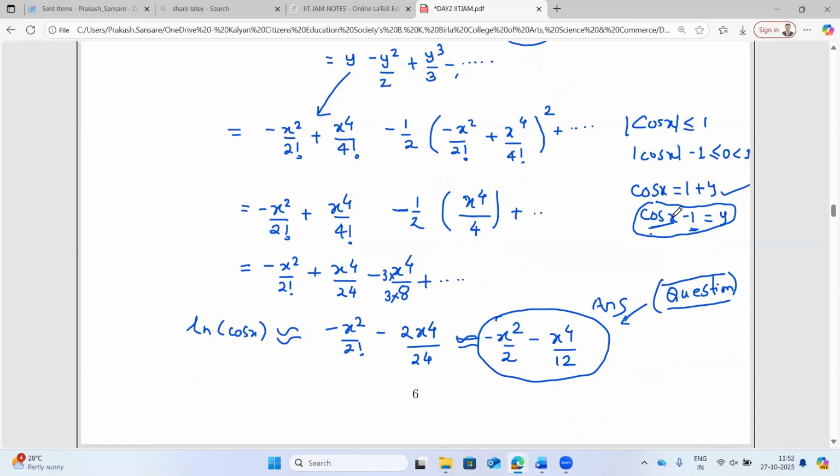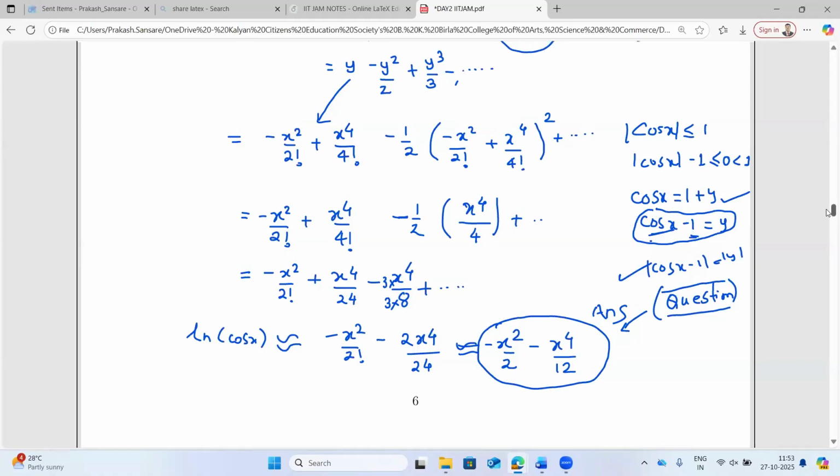And cos x will take maximum value as 1. So modulus of this cos x minus 1 will be equal to mod y, and this modulus will be definitely less than or equal to 1. I think my thinking is maybe wrong or right. Yeah, it's correct. So what you have thought is correct, and that's a correct justification why mod y is less than or equal to 1.